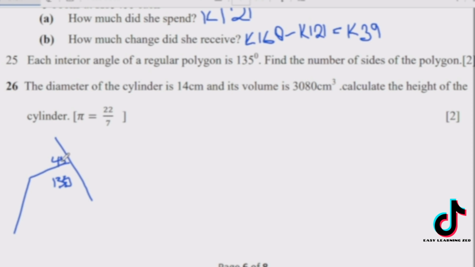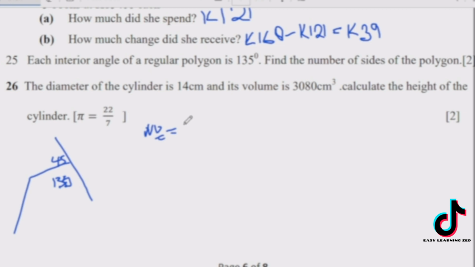This will be 45 degrees because together 135 degrees plus 45 degrees will give us 180 degrees of angles on a straight line. Now once we found that, we can go ahead and find the number of sides. If this is 45 degrees, then to find the number of sides of this polygon, we're going to say number of sides is equal to the sum of exterior angles.